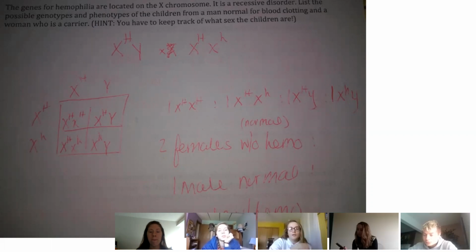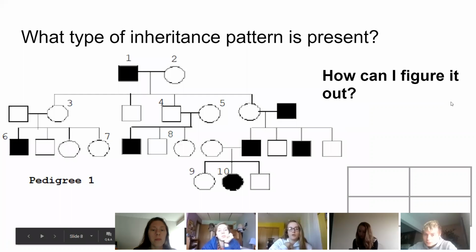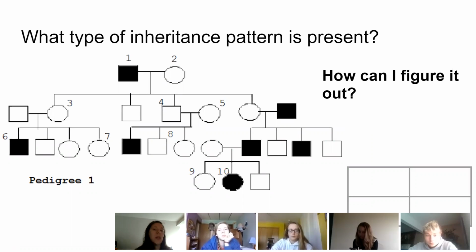Wait, I'm still kind of confused on how to trace back a pedigree. Like going backwards and finding what the parents and grandparents were. Okay, great. So I kind of anticipated maybe someone would ask about pedigrees, so I kept these 2 in here that I had done the video on. So we'll stick with this one first.